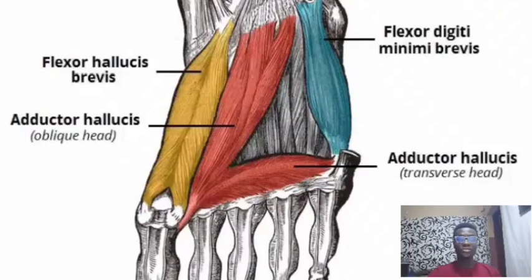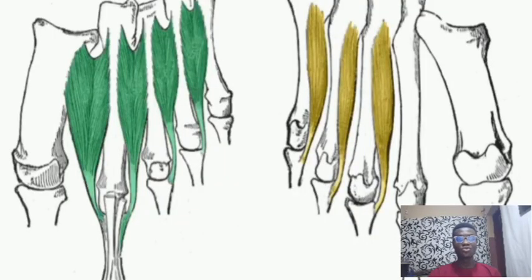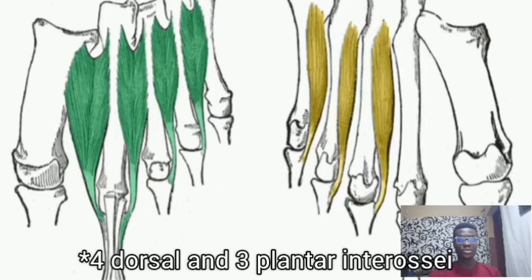Then in the third layer, we have 3 muscles: the flexor hallucis brevis, the adductor hallucis, and the flexor digiti minimi brevis. And in the fourth layer, we have 2 groups of muscles. We have 3 dorsal interossei and we have 4 plantar interossei muscles.